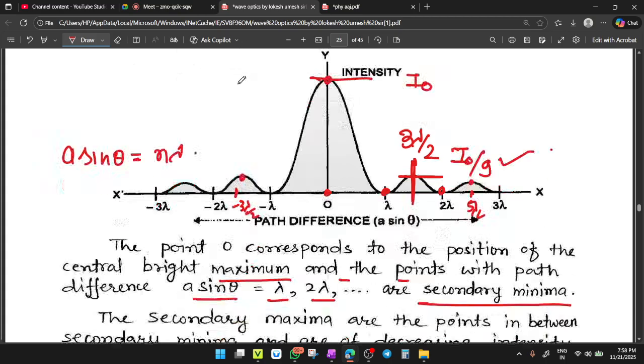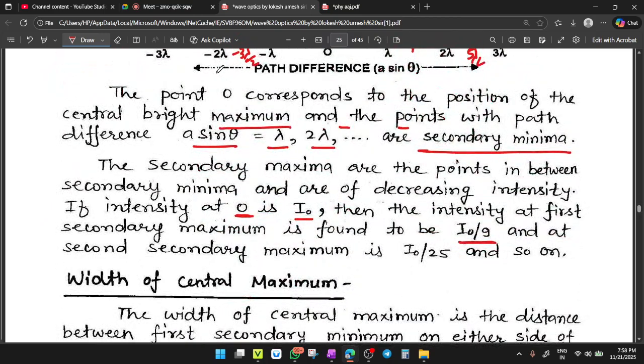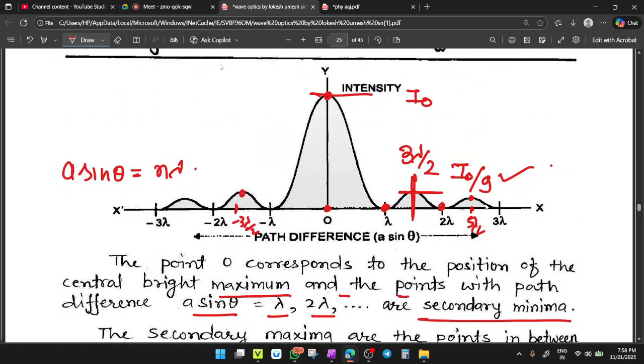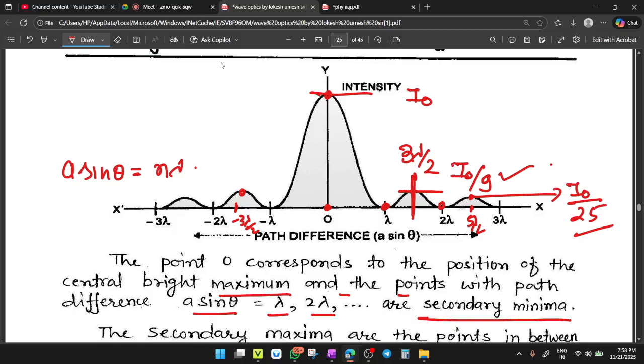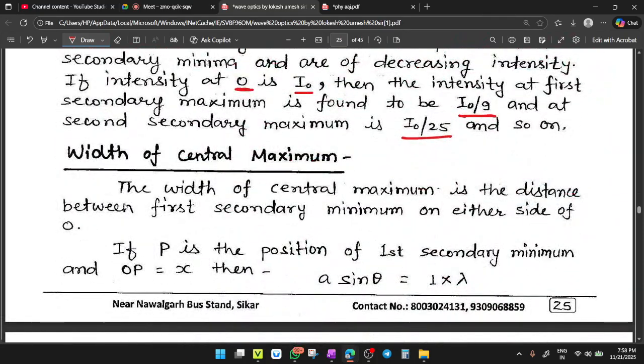In Young's double slit experiment, the intensity was the same every time. Here, at the first secondary maximum it is I naught by 9, at the second secondary maximum it is I naught by 25, and so on.